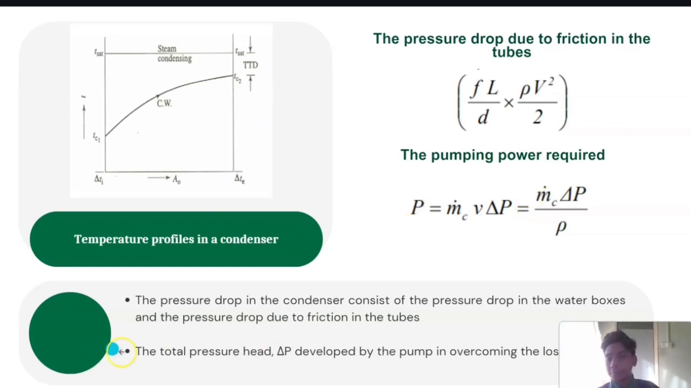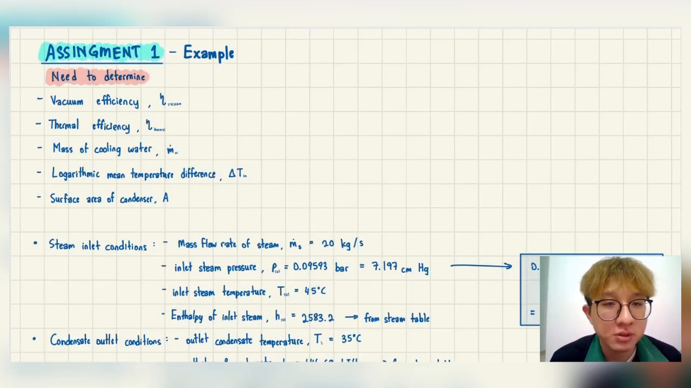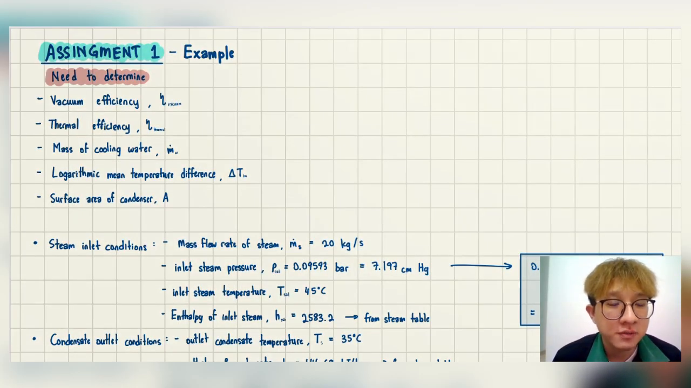Thank you. Okay, now we are going to talk about the example. For this example, we need to determine the vacuum efficiency, thermal efficiency, mass of cooling water, logarithmic mean temperature difference, and surface area of the condenser.